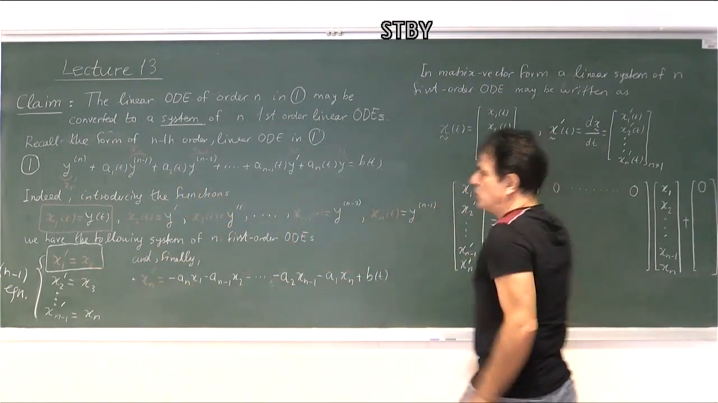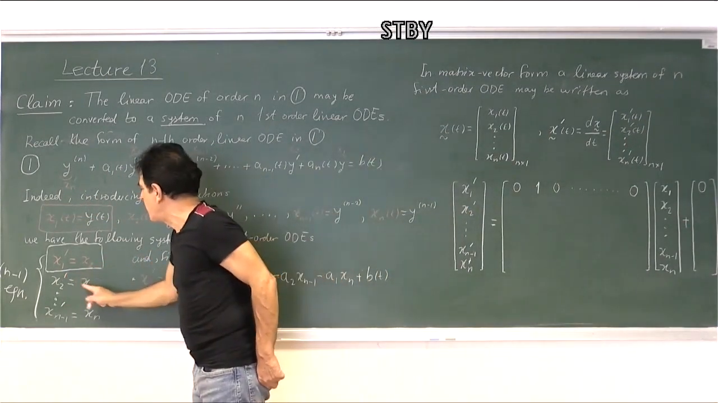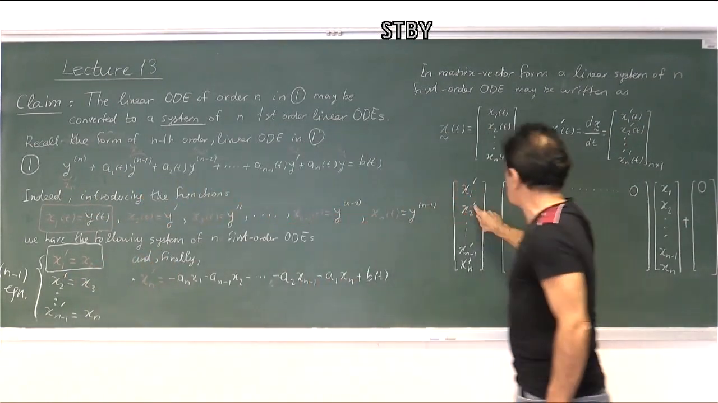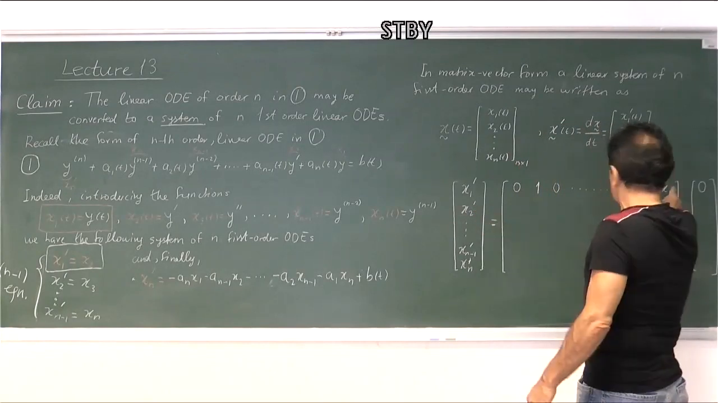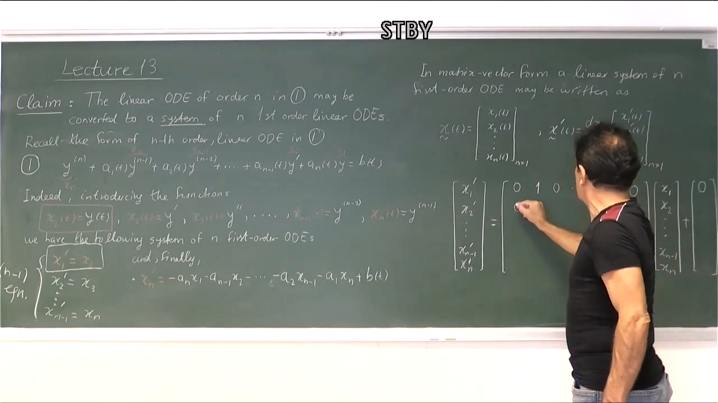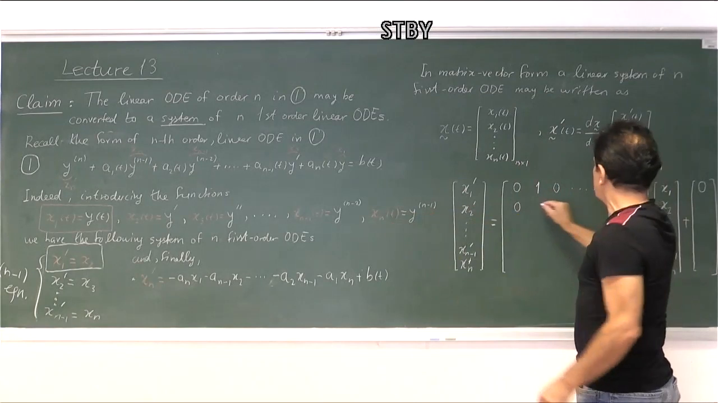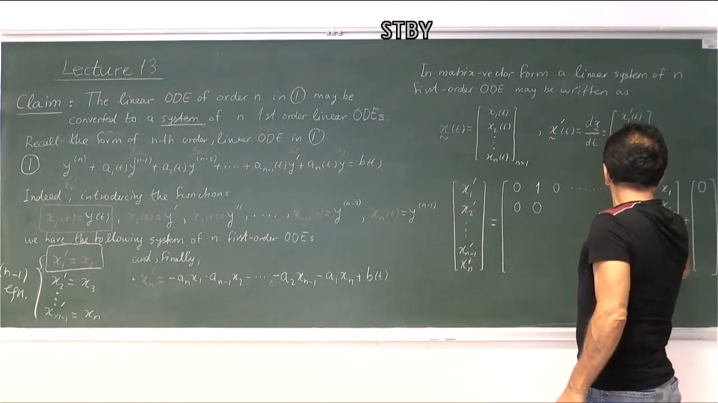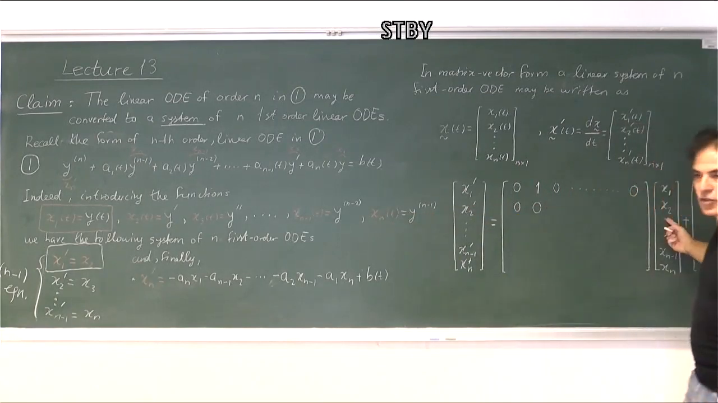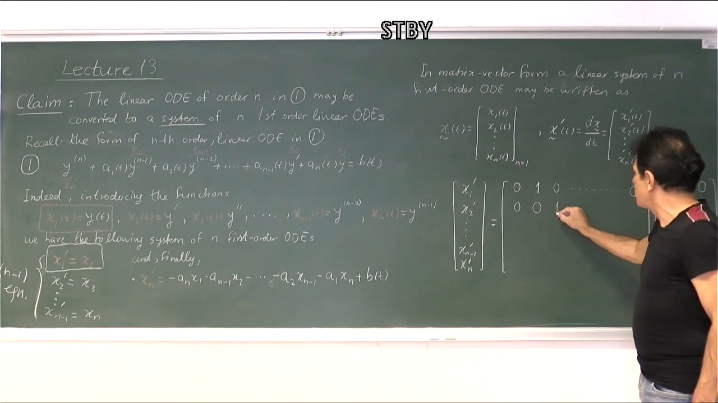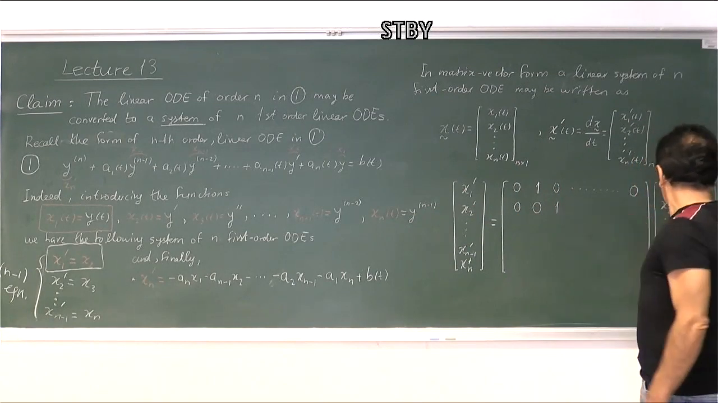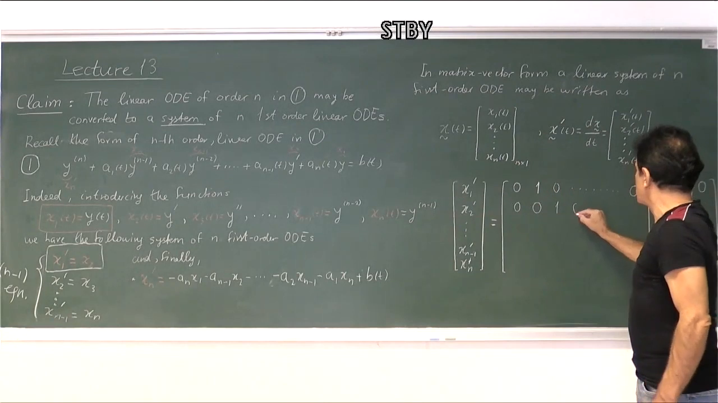Now, the second equation tells us that x2 prime is x3. So look at x2 prime. There is no x1, so 0. No x2 on the right-hand side. But there is a term proportional to x3. So this entry must be 1. Good. And all other entries must be 0.